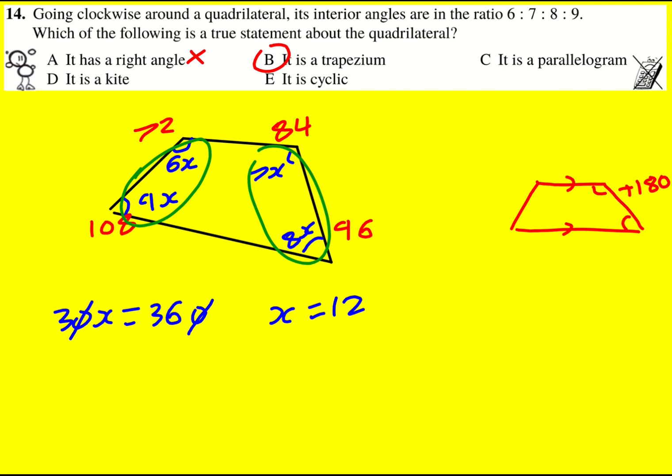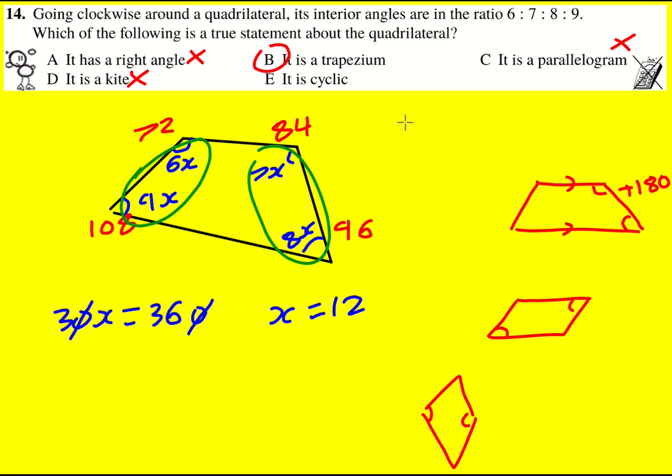So for a parallelogram, you do get these co-interior angles as well, except for a parallelogram, some of them are going to have to be the same. So the opposite angles would be the same, which is not the case here, which is why it's not a parallelogram. A kite will have two angles the same, okay, but they won't be co-interior. That's clearly not the case here.